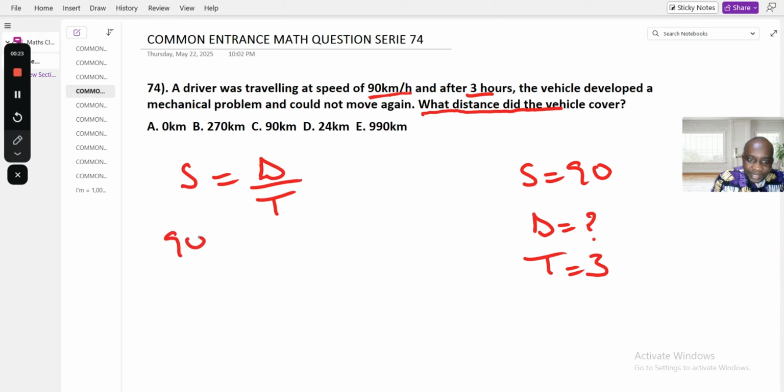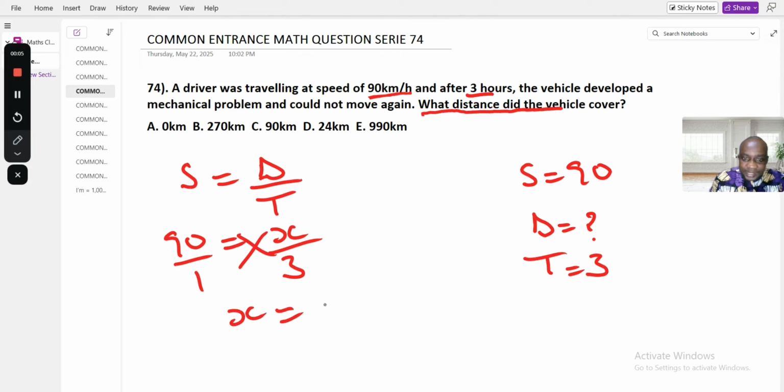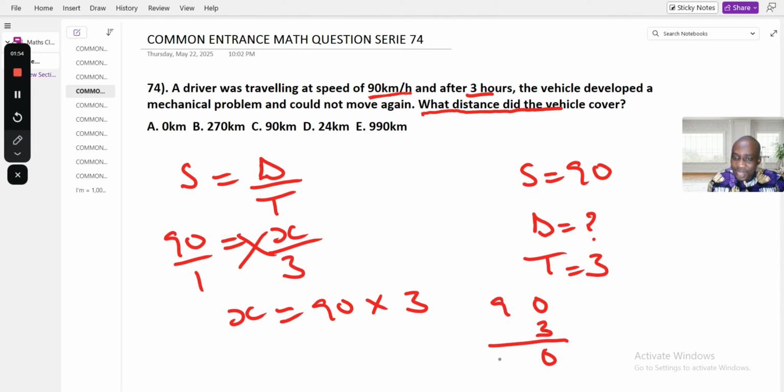Now let's begin the calculation. Our speed is 90 equals to, what is our distance? We can call it x. What is our time? T, which is 3. What are you going to do next? You are going to cross multiply. S times 1 is x, 90 times 3. Now let's multiply this together. 3 times 0 is 0. 3 times 9, 27.